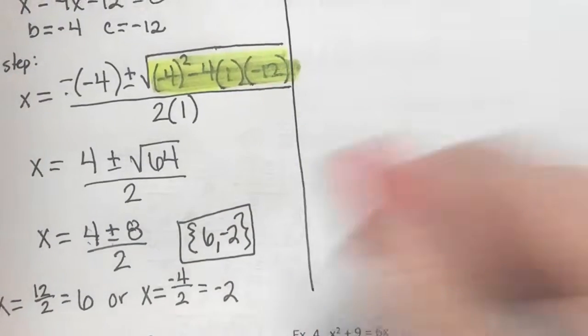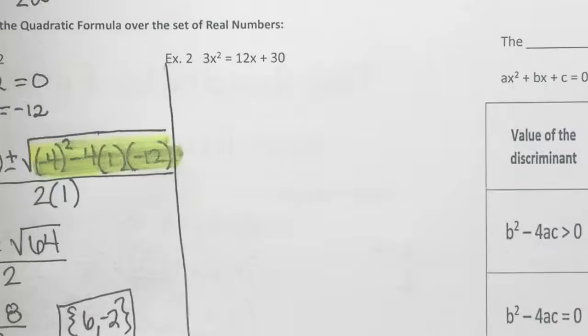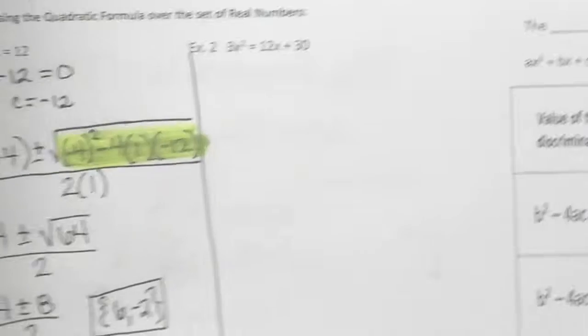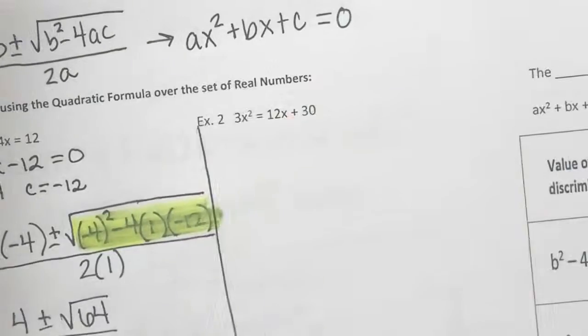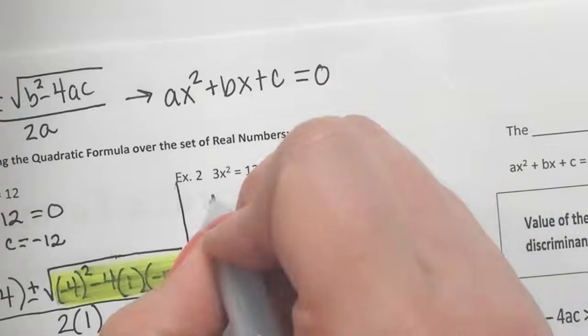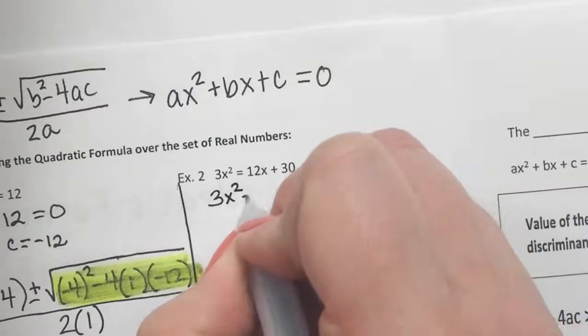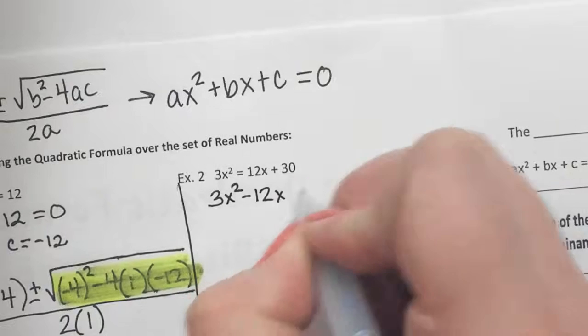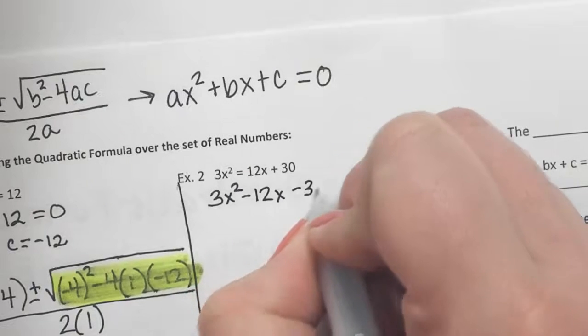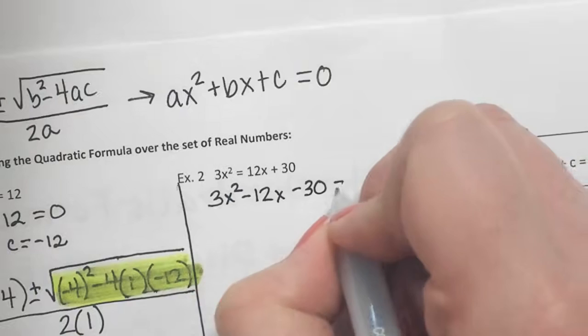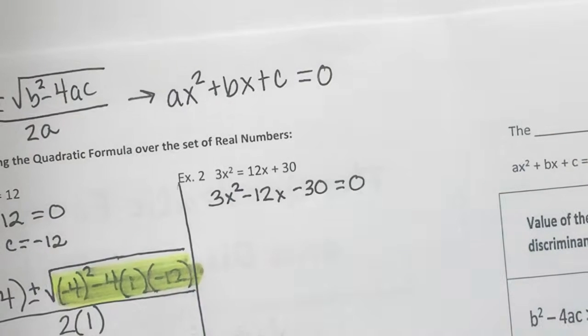All right. I need to separate my work here. All right. Let's look at example 2. So get everything on one side. We have to get our standard form. So we need the 12x on the other side. We need the 30 on the other side. Equals 0.